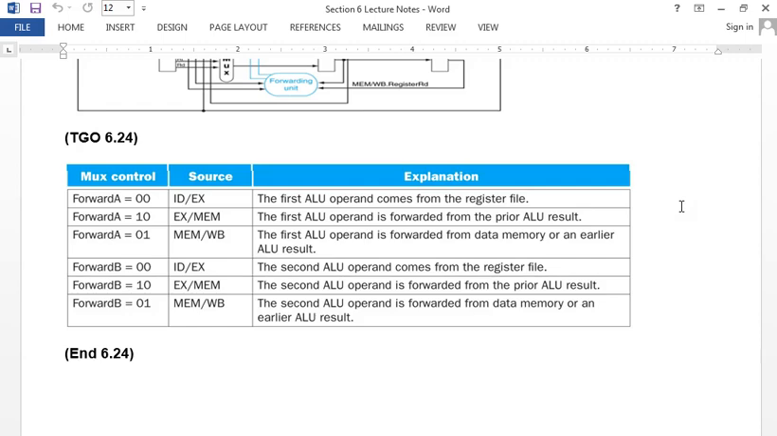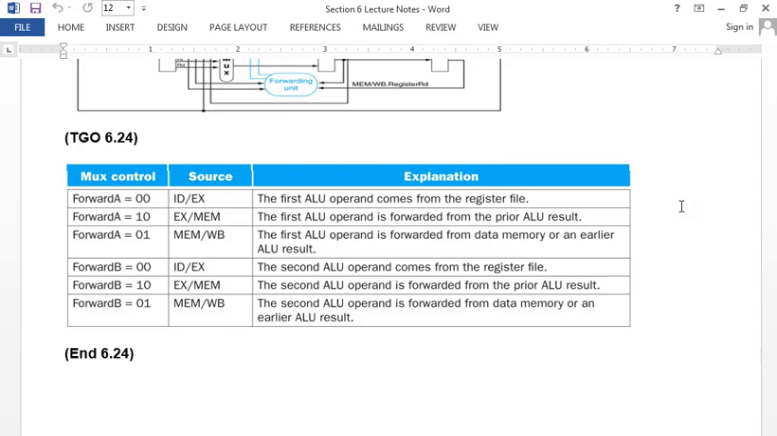Forward A is 1 0. It's coming from execute/memory. So this is from the output of the ALU. It's been put on that buffer, and it's going to be propagated to the memory stage. So the first ALU operand is forwarded from the prior ALU result. So what that means is it's taking the result from the ALU, it's at the buffer, and it's been forwarded back to that multiplexer. Forward A 0 1 means that it's coming from the memory write-back stage.